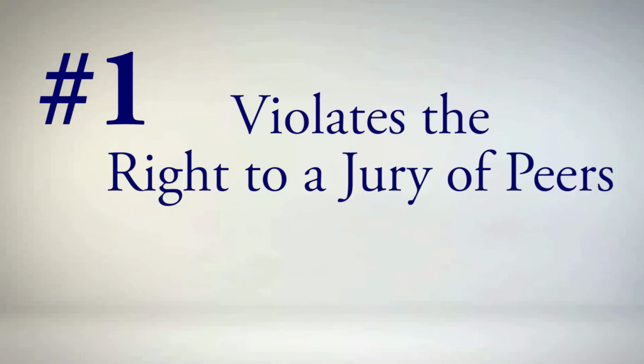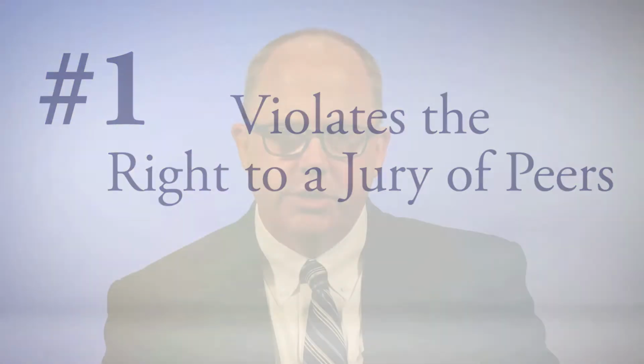Number one, it denies the defendant the right to be tried by a jury of their peers. Defendants don't have the right to have jurors of their own race, but they do have the right to have the jury be drawn from a fair cross-section of the community, which needs to include members of that race.